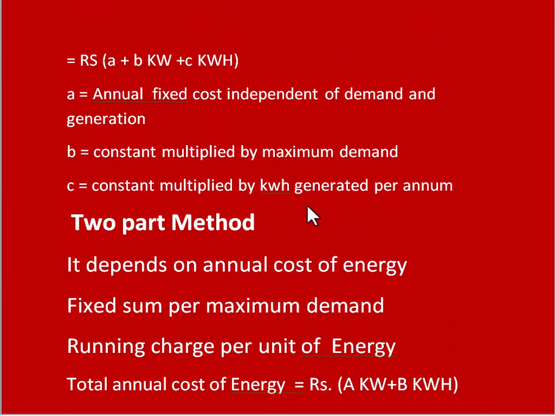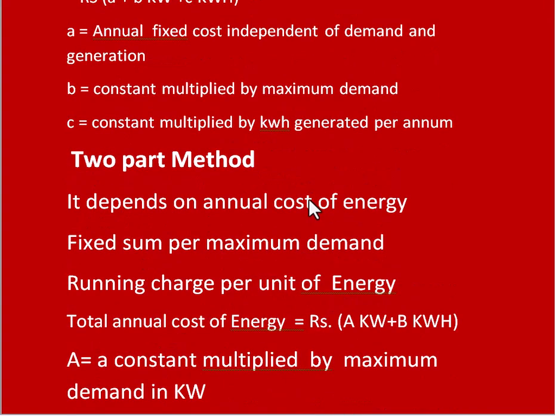Using these two methods, the cost of the energy will be calculated. Using these two methods, that is the three-part method and the two-part method, first the total cost of electrical energy generated will be calculated, and then the total number of units generated will be taken into account. The total cost of the energy generated divided by the total number of units generated will give the cost per unit of power generation.